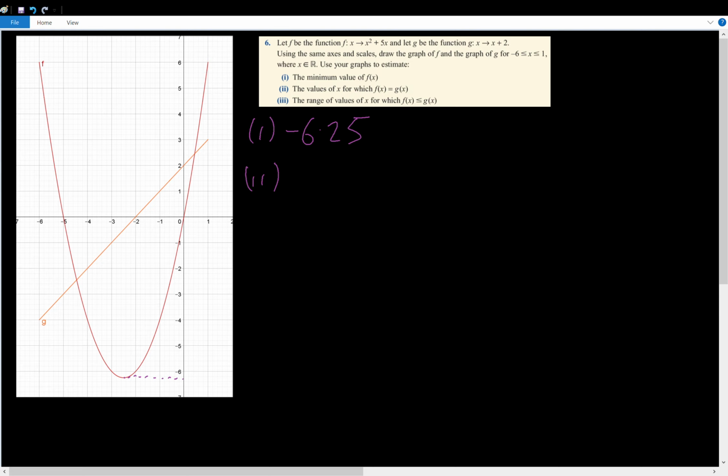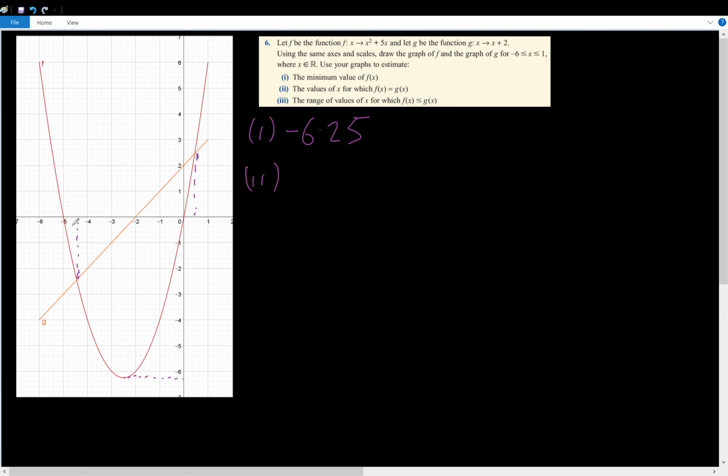The f of x is equal to g of x in this graph when the line and the curve intersect each other, where they cross paths. So just at a point down here and at another point up here. So what we're going to do is we're going to go to the point where they intersect, and we're going to draw a line going straight up to our x-axis, and we're going to go to the other point on the right and draw a line going straight down from that point to our x-axis, because we're estimating values of x for this.